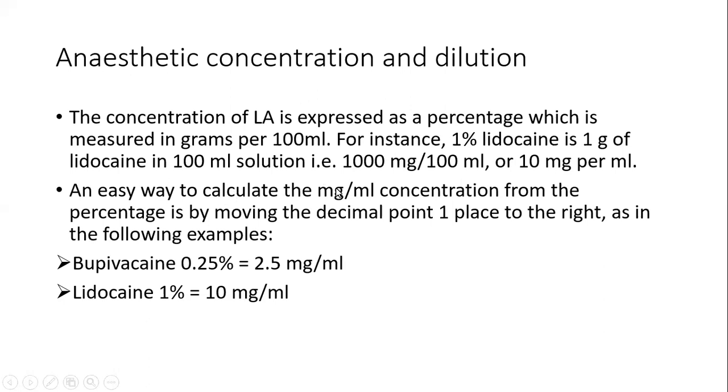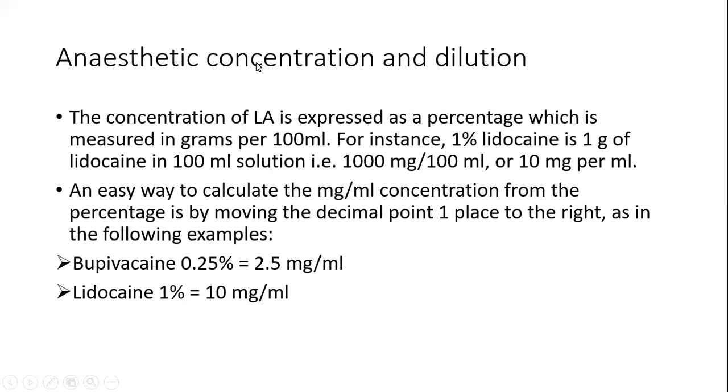An easy way to calculate the milligram per mL concentration from percentage is by moving the decimal point 1 place to the right. For instance, for 0.25% bupivacaine, the strength will be 2.5 milligrams per mL. Lidocaine, like I mentioned before, 1% lidocaine will be what? 10 milligrams per mL. Just move the decimal point to the right and you have the milligram per mL concentration of your local anesthetic agent.